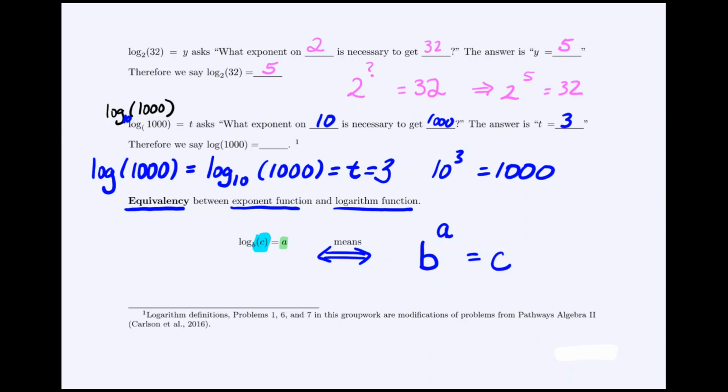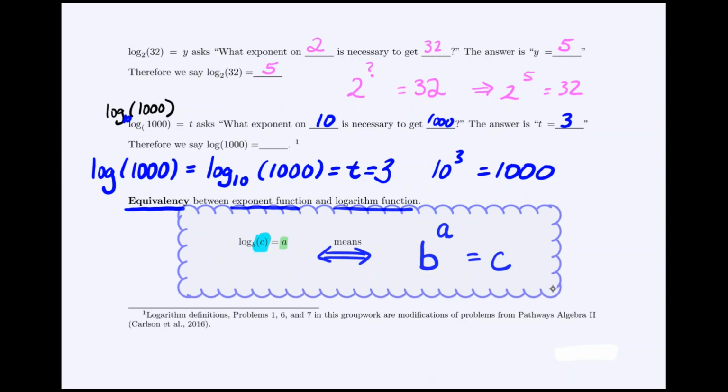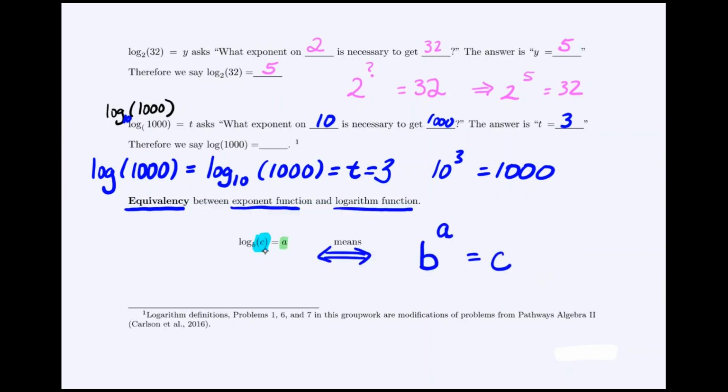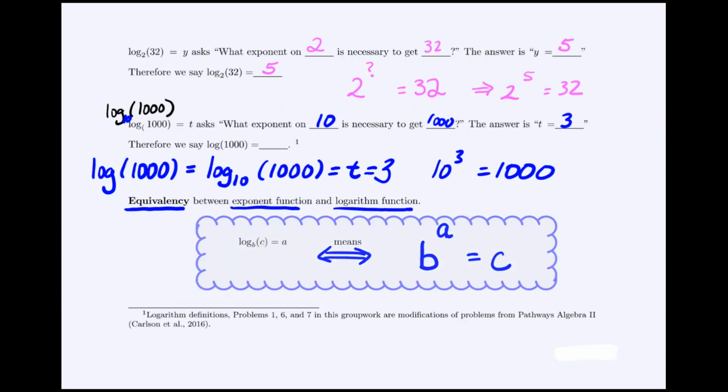So the key thing about logarithms is being able to go between these two expressions. Can you, given an expression, go between the logarithm and the exponential form? This is one thing that you want to memorize and understand as soon as possible, how to go from a logarithm to an exponential. This will be foundational for our next few sections.